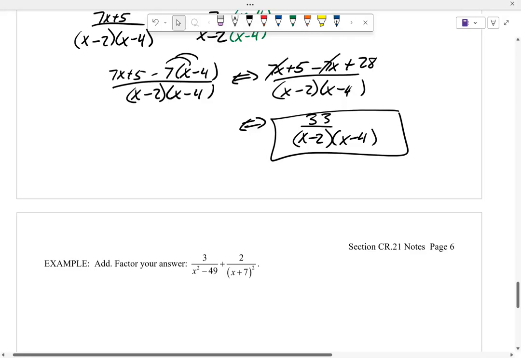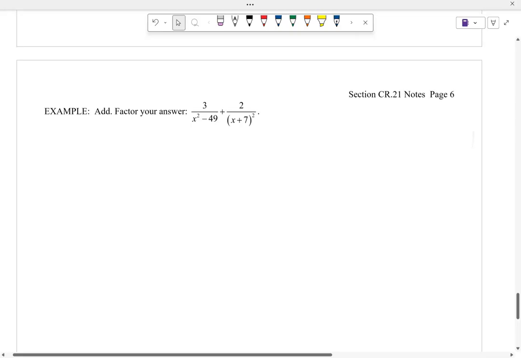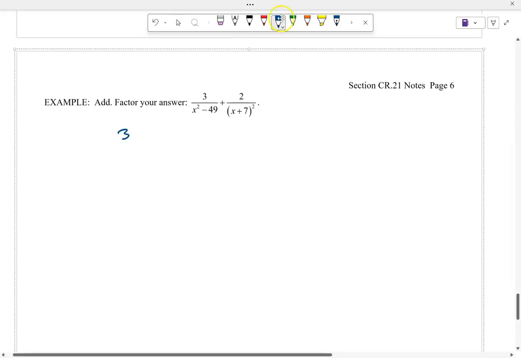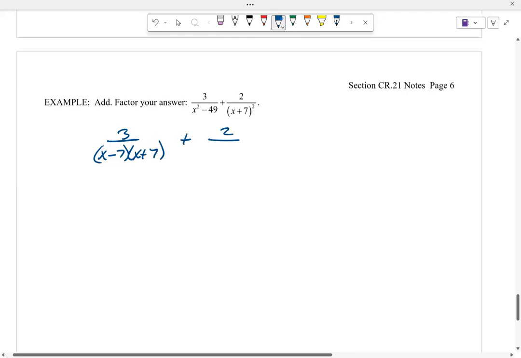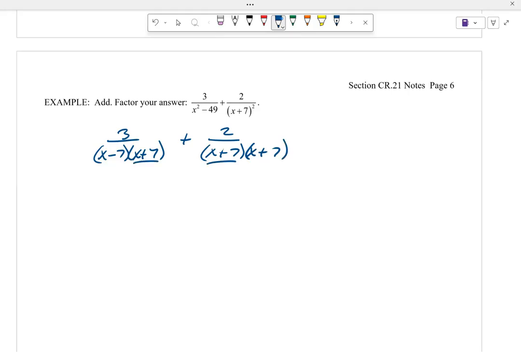Again, feel free to pause the video on this last one here as well. Factor that and see what a common denominator is. Two of these x plus 7s. So they both have an x plus 7, but the one on the right has two x plus 7s. So I've got to give this one another x plus 7. And then notice this one over here has an x minus 7. This one does not, so I'm going to have to give it an x minus 7.